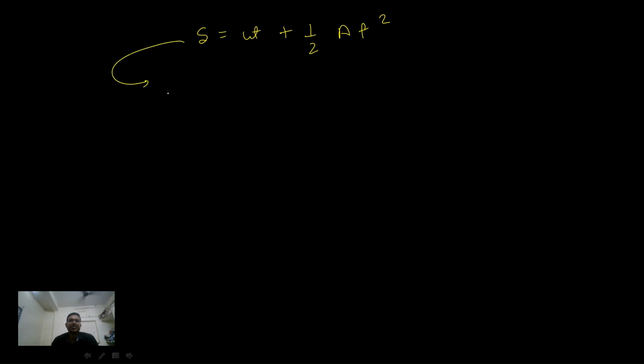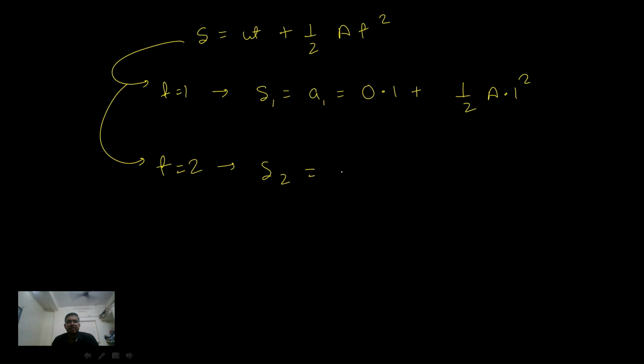Next, let's try to use for T equals to 1. S1 is basically A1 only, and A1 is how much? Sir, U we know is 0, into 1 plus half A into 1 square. Next, for T equals to 2, S2 is how much? S2 will be A1 plus A2. Why? Distance traveled in 2 seconds, so it is traveling A1 and A2 both. Next, 0 into 1 plus half A into 2 square.